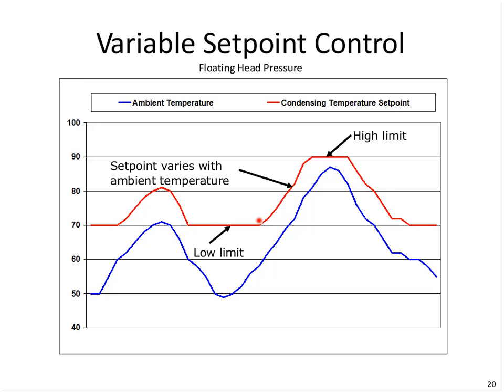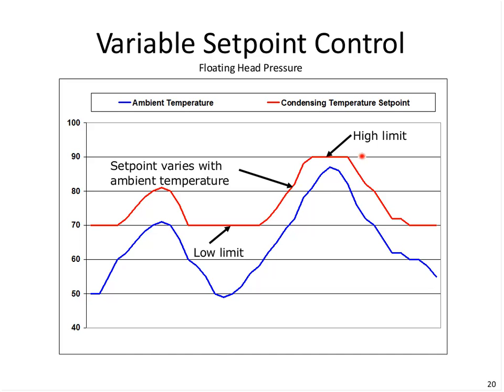The next day is an example of a little warmer day, and notice the ambient temperature going up above 80, and up goes the set point until we hit the high limit. And the high limit is that situation where all the fans are running at full speed. So an actual condensing temperature would be whatever's attainable on that day. You know, here it says high limit of 90, but the actual condensing temperature would be higher.